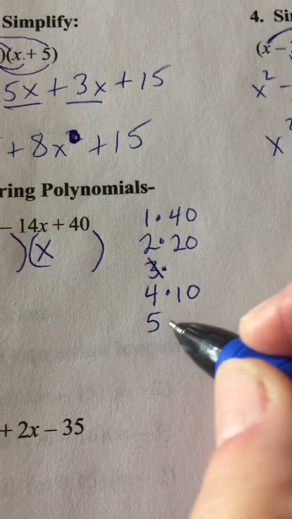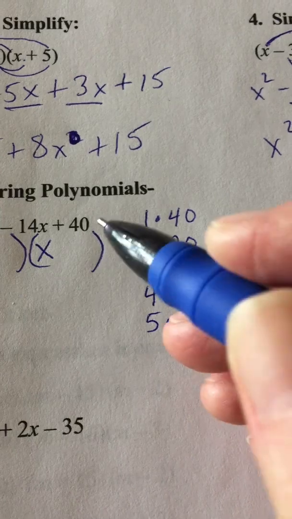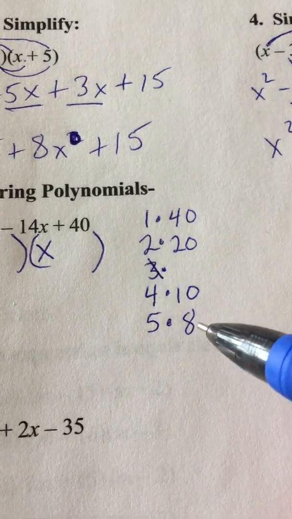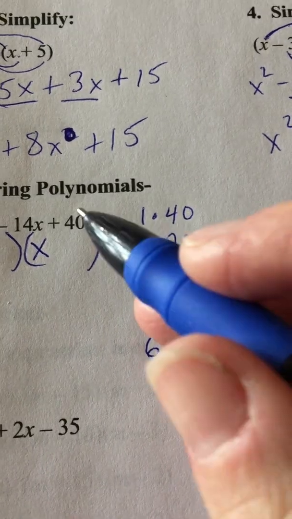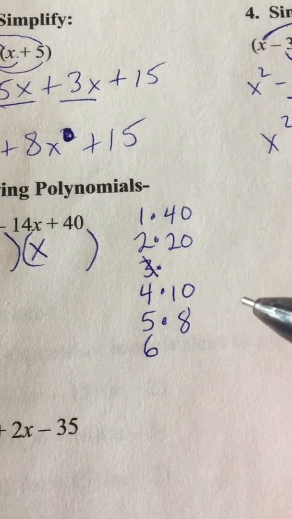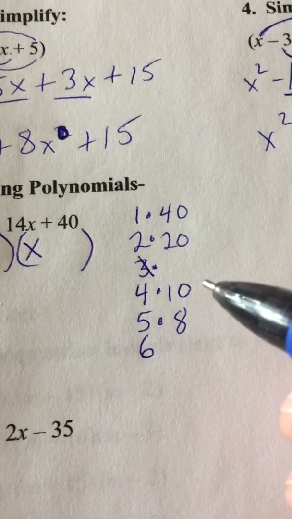5. 5 times what is 40? If you know your multiplication facts, you might say, oh, it's 8. If you don't know it, divide 40 divided by 5 and find out that it's 8. 6. Will 6 go evenly into 40? If you're not sure, do 40 divided by 6. Do you get a fraction or do you get a decimal? Yep, if you're in decimal mode, you get a decimal.